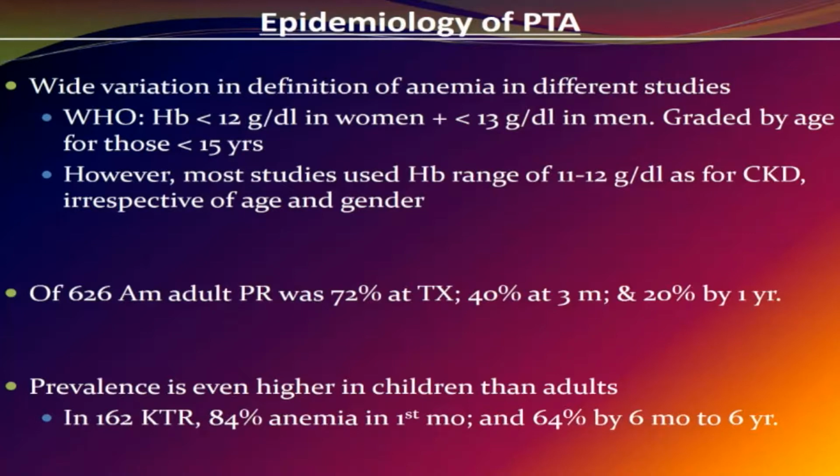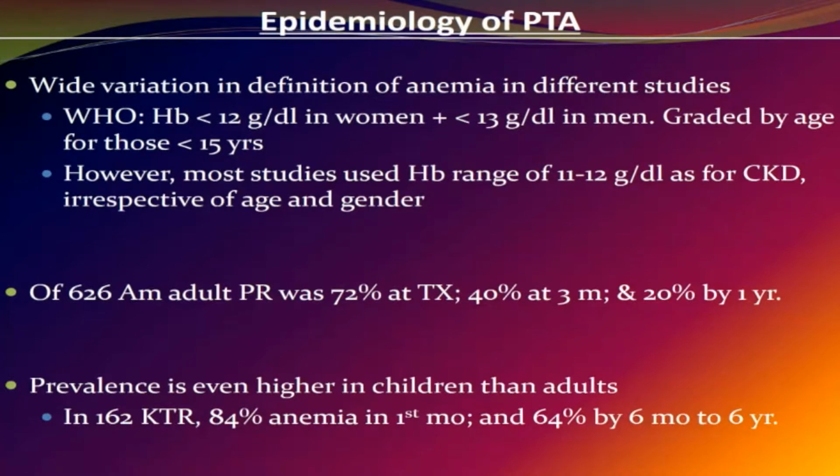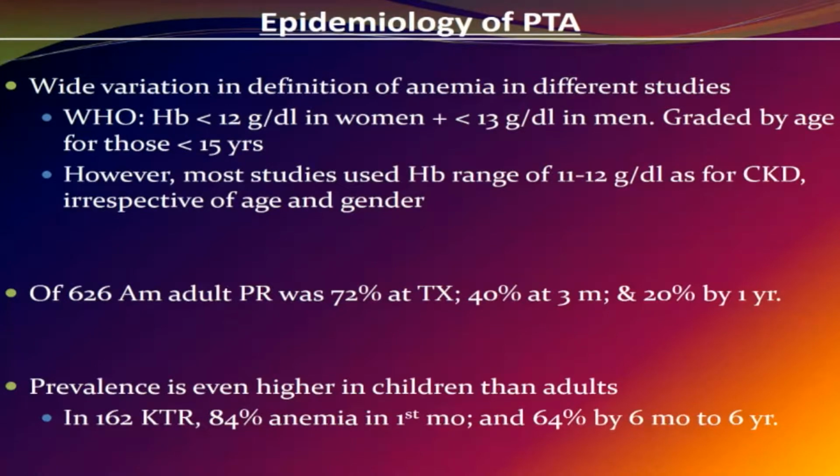There is a wide variation in definition. In 2001, the American Society of Transplantation adopted the WHO definition for the general population: hemoglobin less than 12 grams per dL in women, and less than 13 grams per dL in men as well as postmenopausal women. The cutoff is graded by age for those less than 15 years of age. However, most studies use a hemoglobin that ranges from 11 to 12 grams, just like we do for most patients with CKD, irrespective of age and gender.